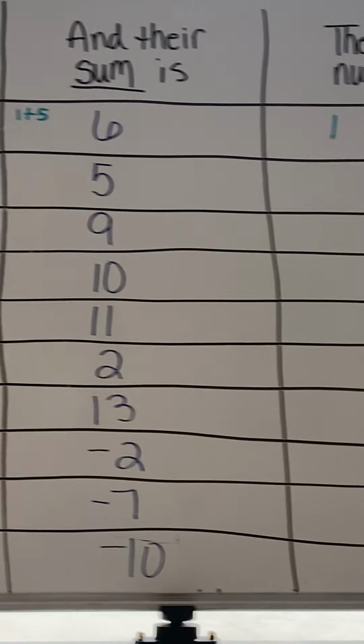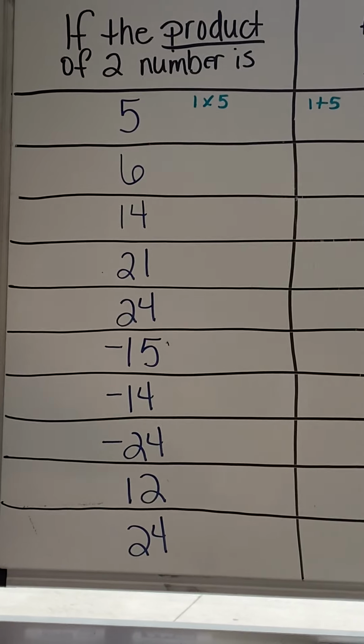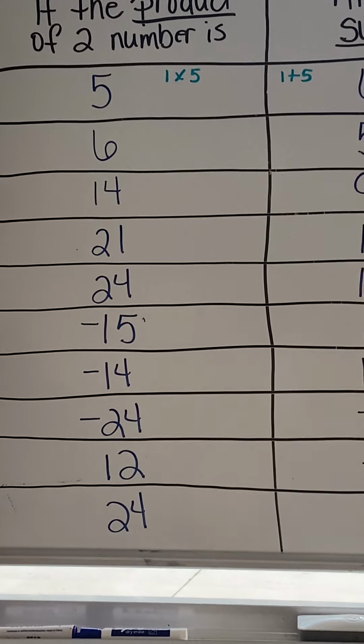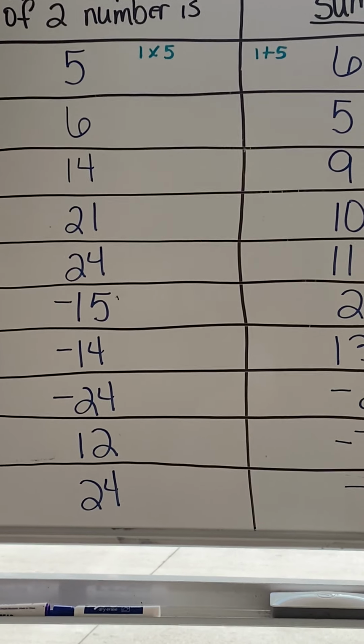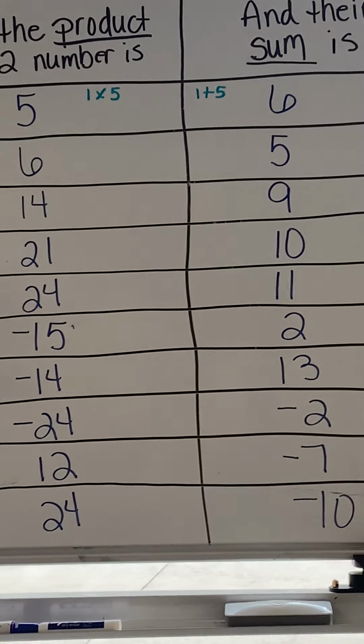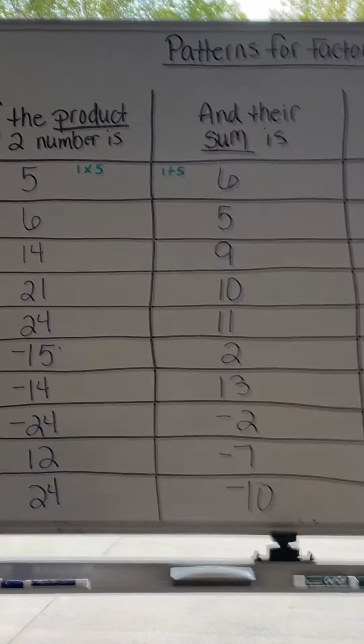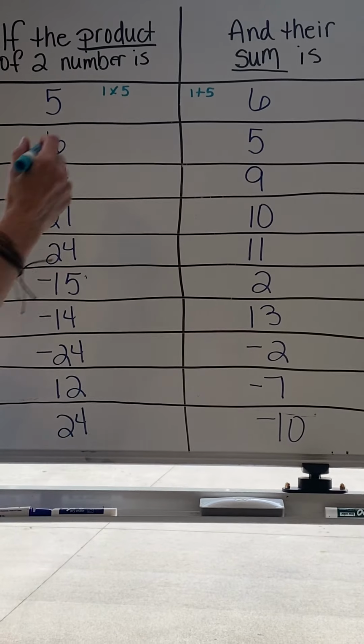Now on your assignment in Canvas, you can write 1 and 5. You can put 1 comma 5. It doesn't matter to me. So for the second one, we need to come up with two numbers that have a product of 6 and a sum of 5. Well, there's actually two sets of factors that will give you 6.